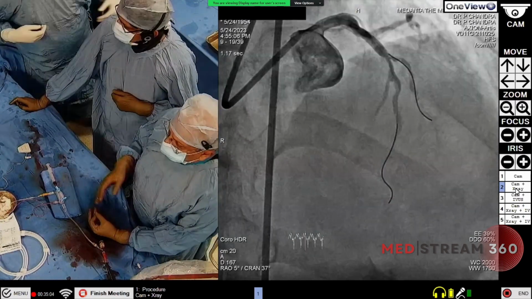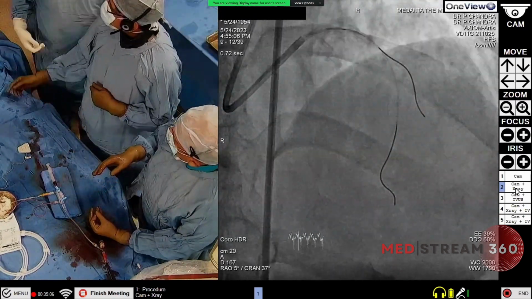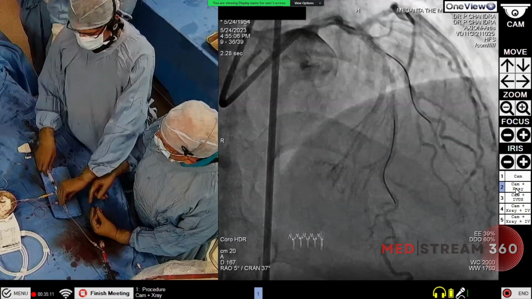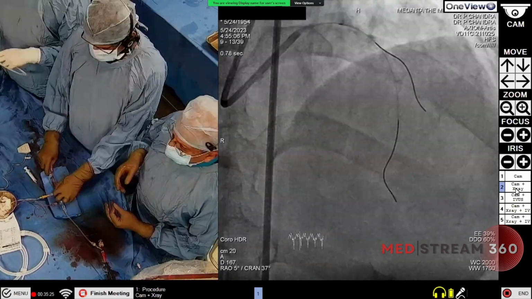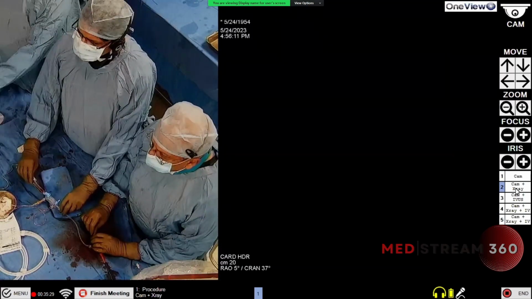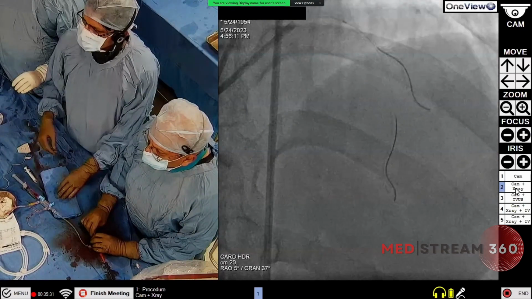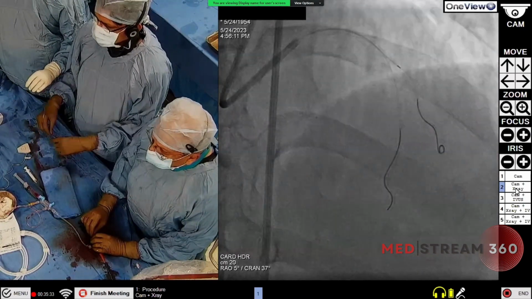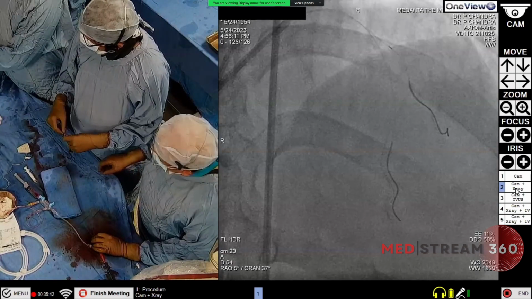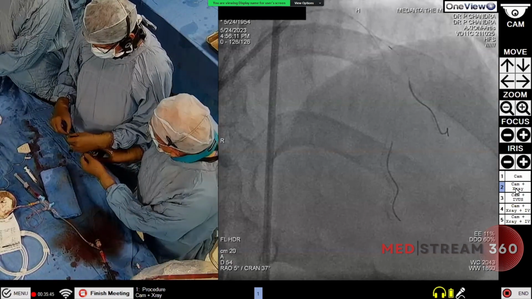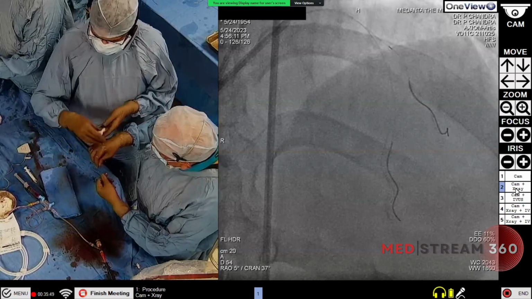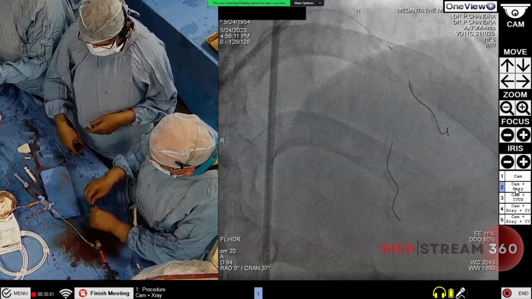So both the arteries are doing well. There is no compromise in flow anywhere. We can give some nitro, please. Shall we give some nitro? Yeah. Come a little bit back. Diagonal. Okay. So the IFR was quite good actually. Baseline was 0.9 and it became 1.